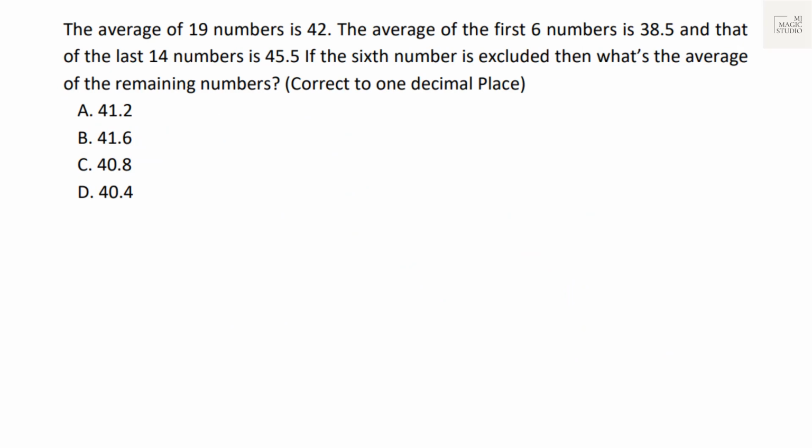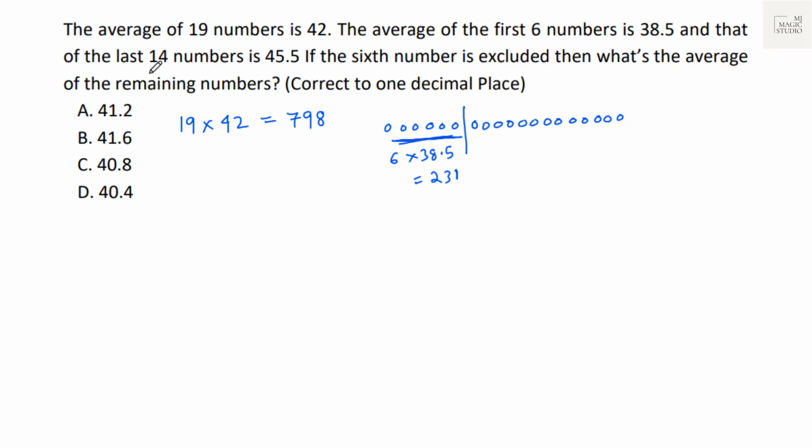Last one, a classical take on averages. Let's do it. The average of 19 numbers is 42. That means total of 19 numbers is 19 into 42. That will be 798. The average of first 6 numbers is 38.5. That means this total is 6 into 38.5. That is 231.